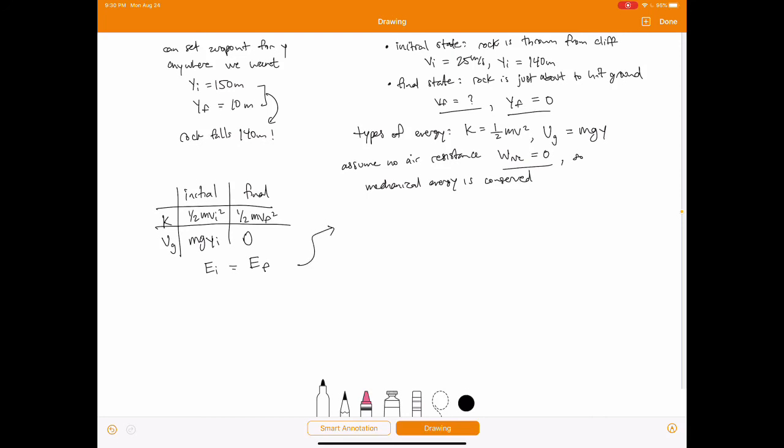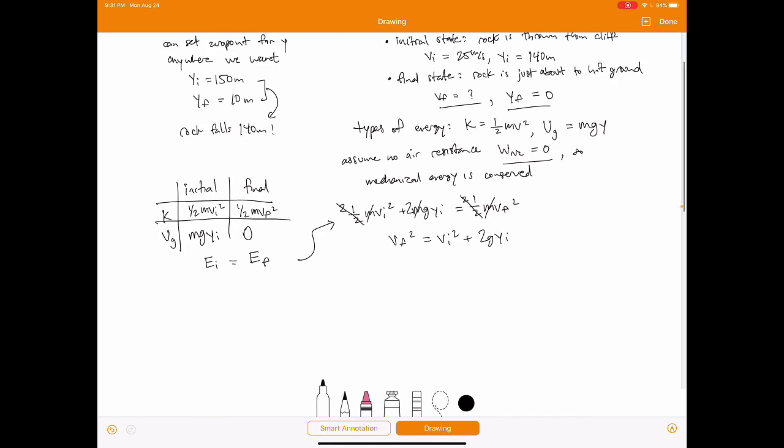So this equation says 1/2 m v initial squared plus m g y initial equals 1/2 m v final squared. Now notice we have m in every single term, so you can cancel that out. You can also multiply by a factor of 2 on both sides. So the 2 factors cancel out where you see a half, and now we have a 2 in front of g times y initial. So we're left with v final squared equals v initial squared plus 2g times y initial.